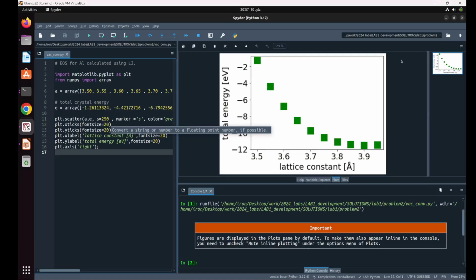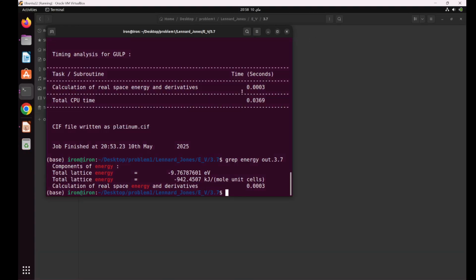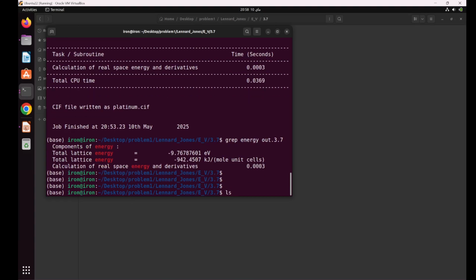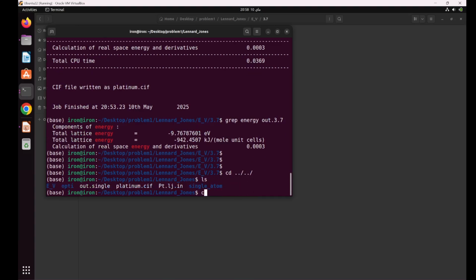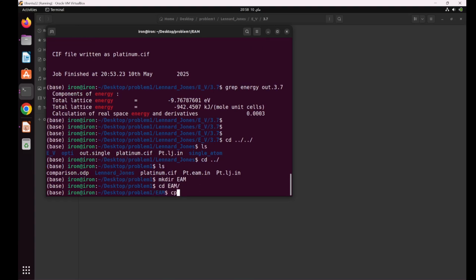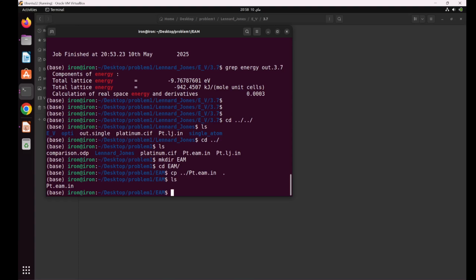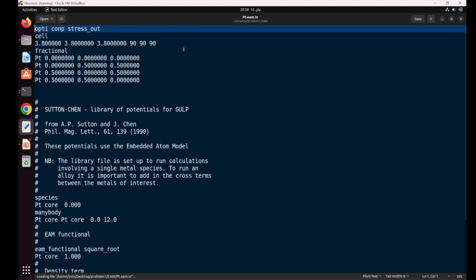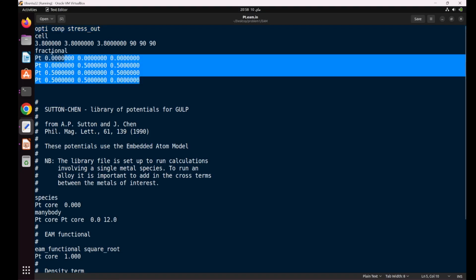with Lennard-Jones, but maybe we can actually close Spyder now. We are done with this. So we can close Spyder, as we will make this script accessible in the links in the description of the video. Let's go back and actually do the work with the embedded atom method. So I can make a folder, I can call it EAM, and I can copy the platinum.eam file here. Let's inspect it really quickly here. Pretty much the first block is the same, nothing new.